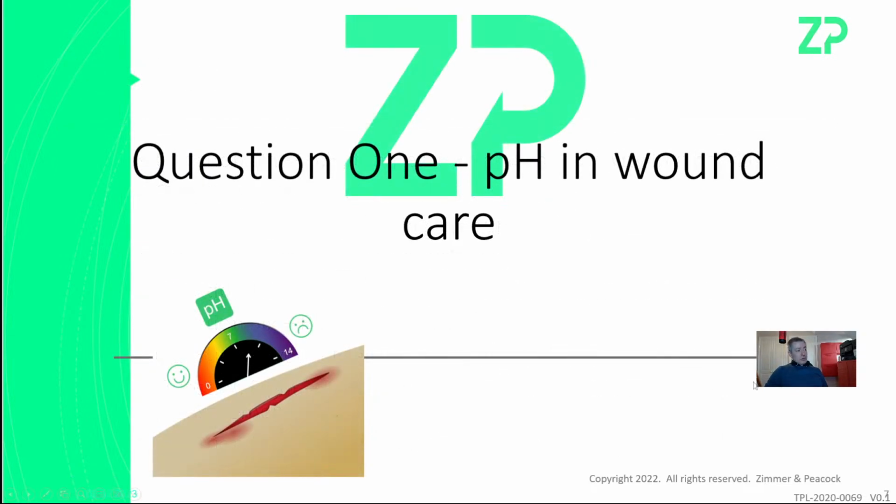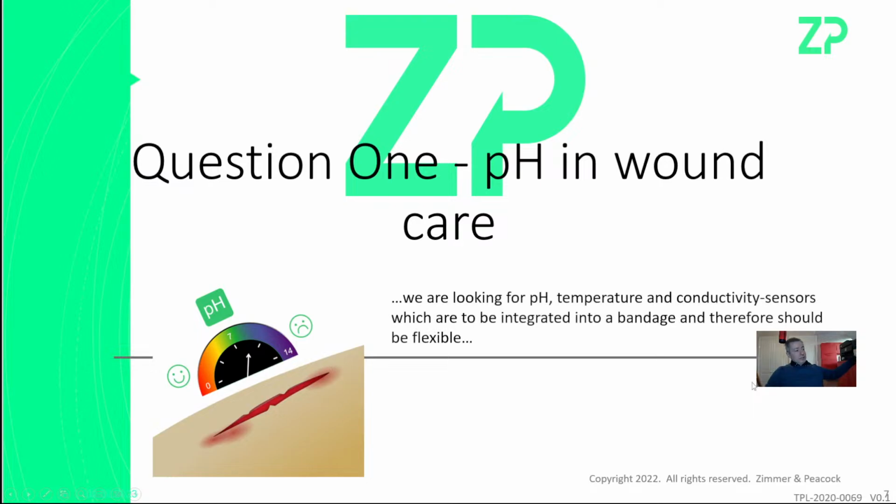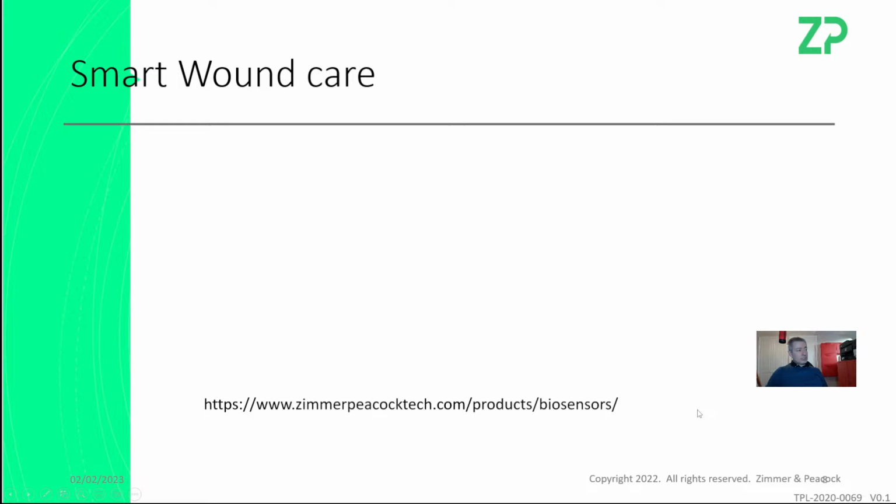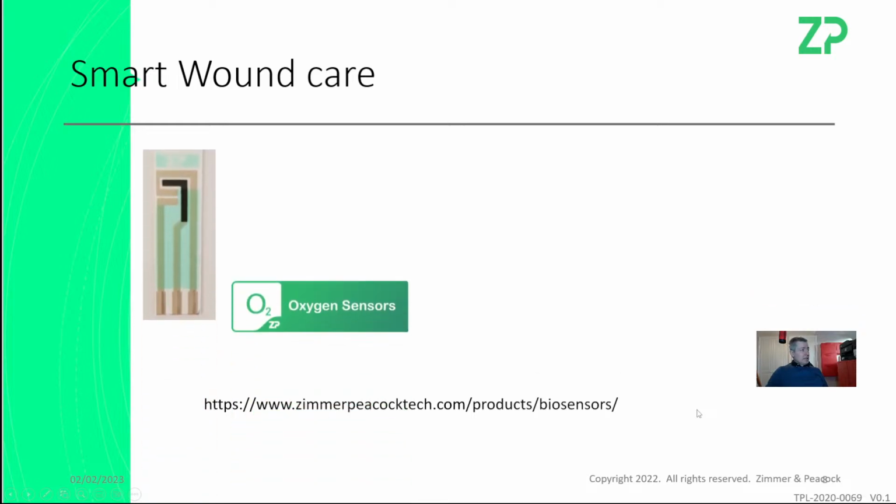First of all, somebody wants to know about how to measure pH in wound care. They say here conductivity as well, but I thought, well, focus on pH. Both pH and conductivity measurements are straightforward. The only reason I'm skipping over temperature a little bit is that a lot of our tech has a temperature sensor built in anyway, so that's essentially free temperature sensing.